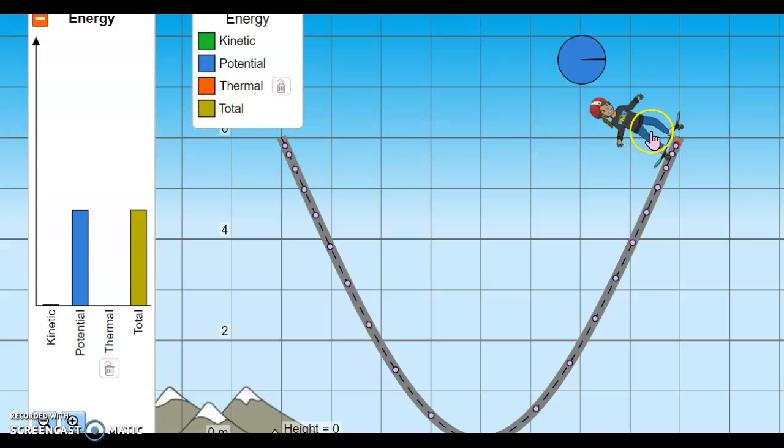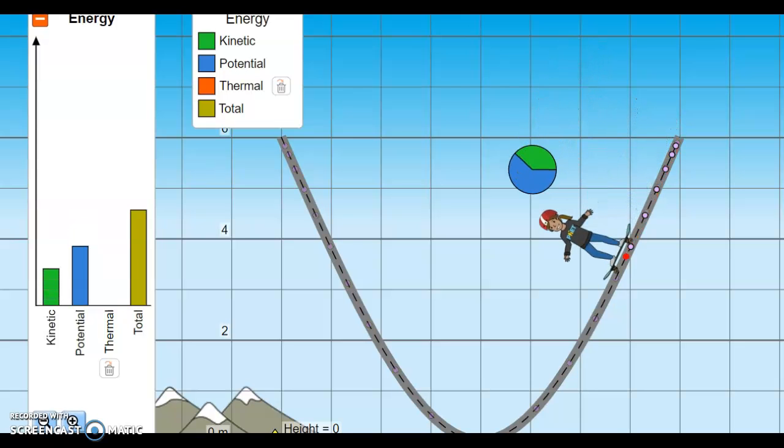So if you notice, this girl here is on top of the track, and you can see here that there is the entire pie. For example, this is 100% of the energy, and at the highest part of the track here, the girl is possessing 100% potential energy. So I want you to observe as this girl goes down. As she goes down, this potential energy is gradually converted to kinetic energy.